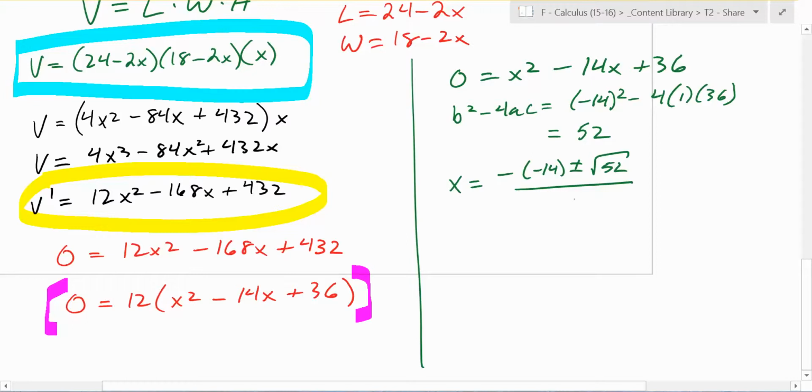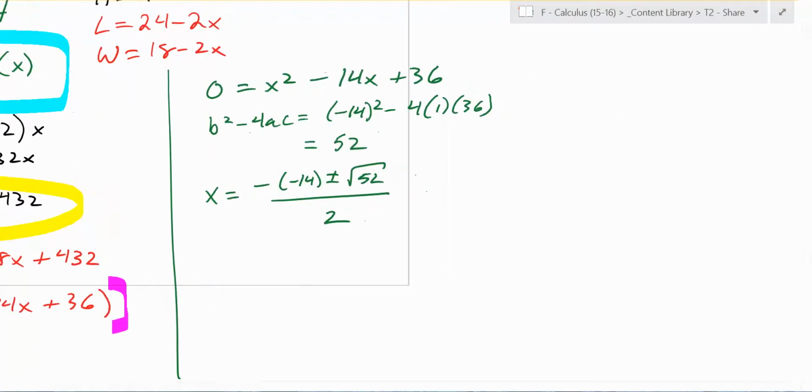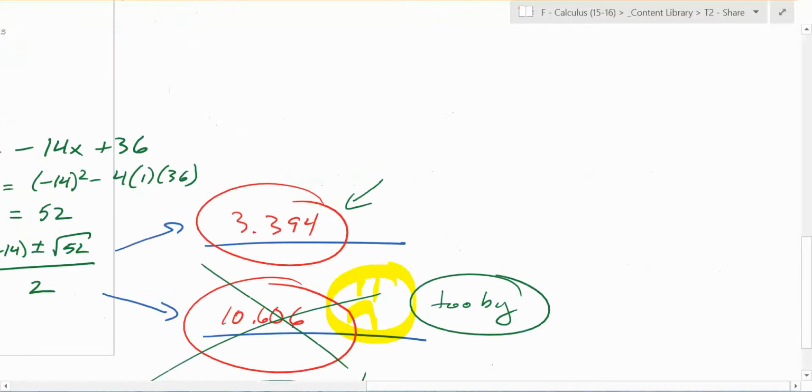This is literally algebra 2. 2. I would like you all to do this right now with your calculators. Tell me what the two answers are to 3 decimal places. Now what do we need to make? We make a sign diagram. And we have 3.394. There's our x value.